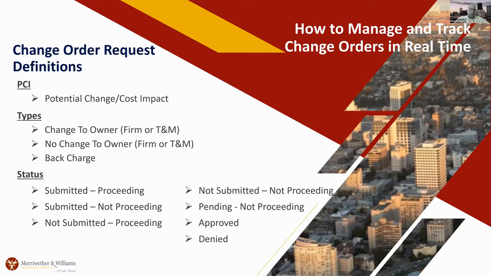And then here are some of the statuses that you want to use to track your change orders. As listed here: submitted, proceeding; submitted, not proceeding. And one of the critical ones that is a big risk is submitted and proceeding, even if you have not got the verbal to proceed. So that first one is very critical, so you have to stay on top of that. Next slide.